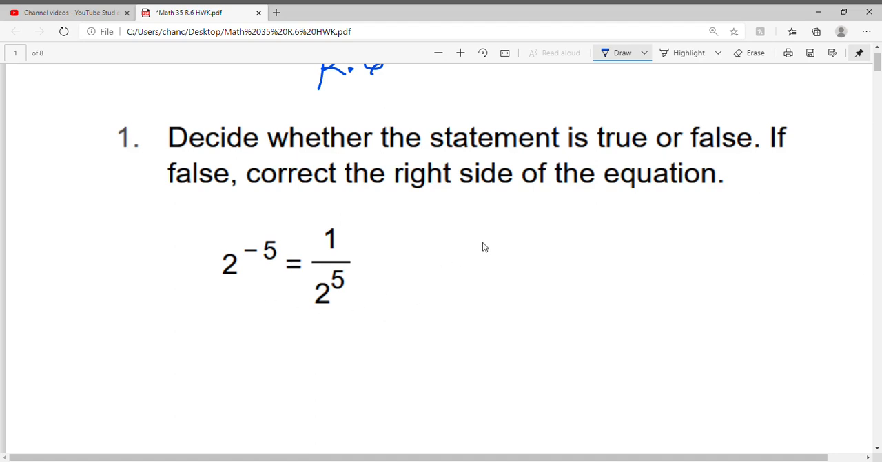Recall our formula for the negative exponent: x to the negative n is equivalent to 1 over x to the positive n. We can move this to the denominator and make this a positive exponent. This looks exactly the same. We're going to move this 2 to the 5 in the denominator, making it a positive 5. And so this is a true statement.